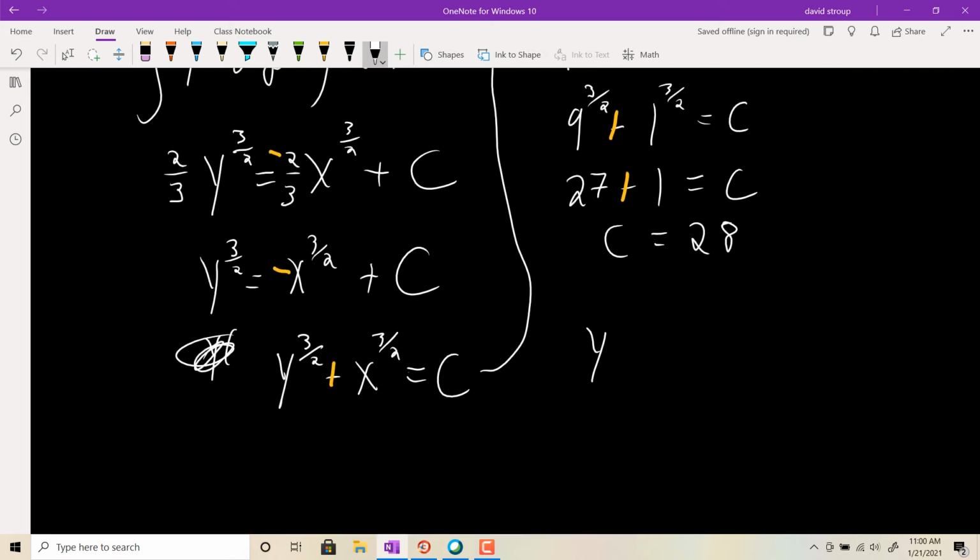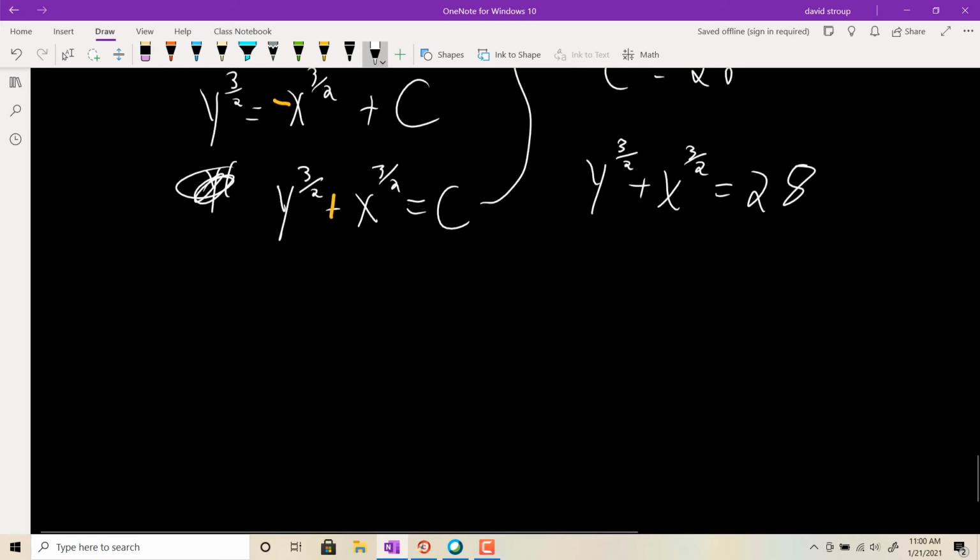So finally, my particular solution: y to the 3/2 plus x to the 3/2 equals 28. Okay. Let's do one more of these, maybe one that looks a little more intimidating.